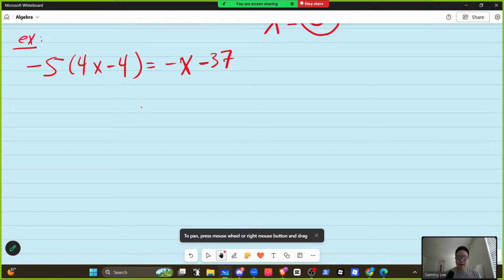The idea is the same. The goal is to always isolate x on one side and to move everything else so that at the end of applying all the methods for solving equations, you're left with just x equals something.